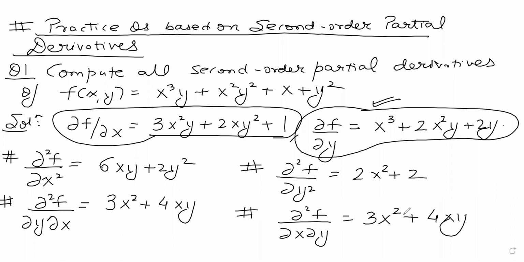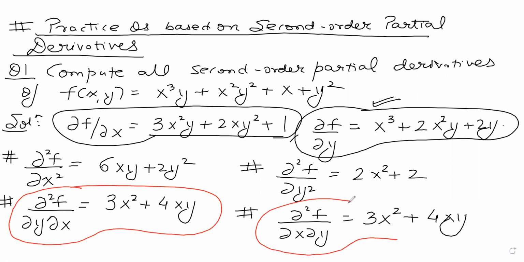Now, do you observe something? You would see that del square f by del y del x is exactly equal to del square f by del x del y. What does this mean? It means if you first partially differentiate the function with respect to x and then with respect to y, or if you first differentiate the function partially with respect to y and then with respect to x, you will get the same answer. So this theorem in mathematical economics is called Young's theorem. That's the next heading for all students.